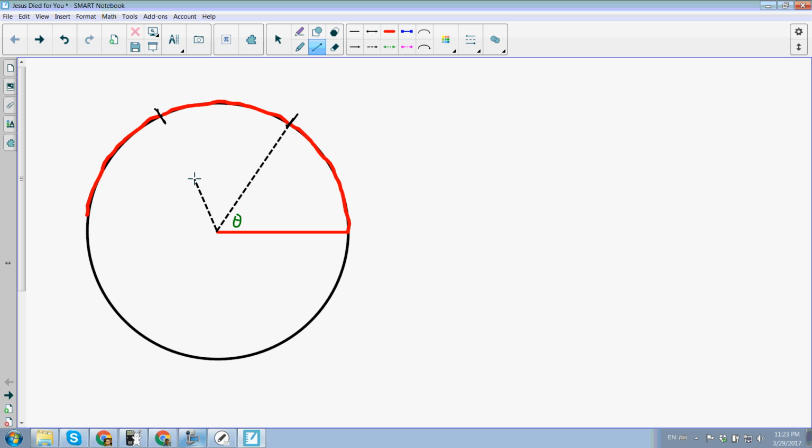So there will be 1 radian, 2 radians, 3 radians will make it to about right there. And the exact number of radians that equals 180 degrees... it takes 2 pi, a little more than 6, of these radius lengths to make it around the circle, which means it also takes 2 pi radians to equal 360 degrees.